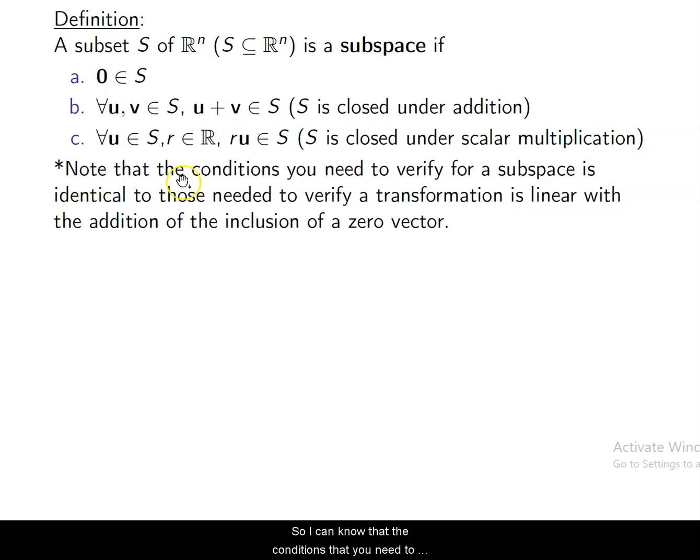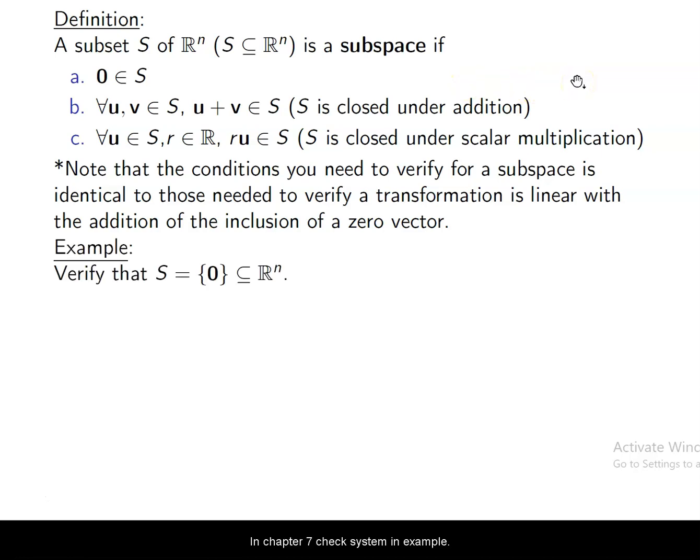Again, note that the conditions you need to verify a subspace are identical to those needed to verify a transformation is linear, with the addition of the inclusion of a zero vector. Not only do these have to remain true, but we're adding in that the zero vector has to be inside of my subset also. If these three conditions are true, then our subset S of Rn is a subspace of a larger vector space, which we'll get into in chapter 7. So let's do an example.